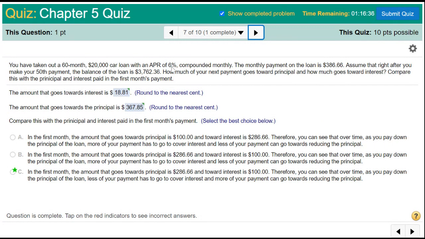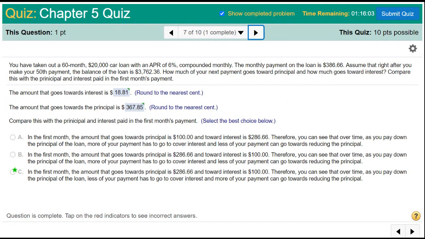You got to convert this percent, 6 divided by 12, is 0.5. And then to convert that into a decimal, we put 2 zeros in front of it. So it becomes 0.005 times this amount, right? And then now it's giving you the amount. So all you do is subtract the 18.81 from 386.66, and you come out to 367.85.